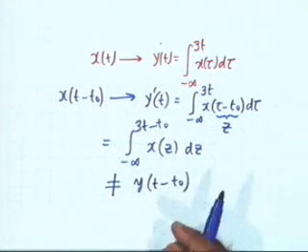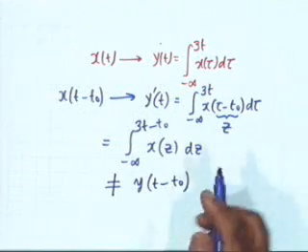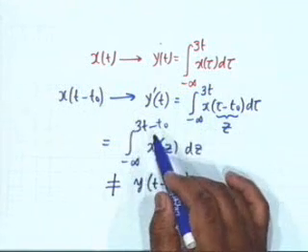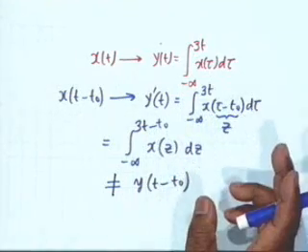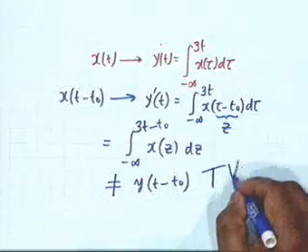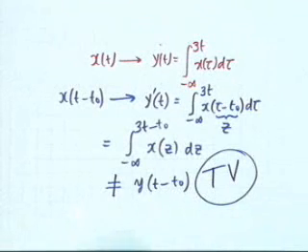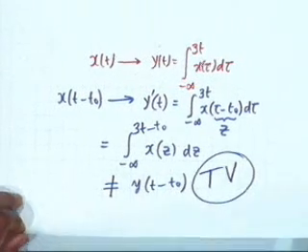If it was y of t minus t0, our upper limit should have changed to 3 times t minus 3 times t0. And therefore, this is not equal to y of t minus t0. In other words, the output is not of the same shape, and therefore the system is time varying. You have to be very careful about testing time invariance or time varying character of a system.